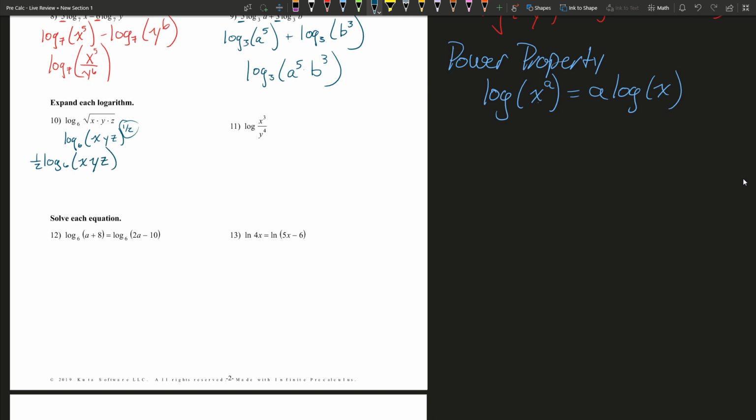And then we can use the product property to expand that just a little bit further. So this becomes 1/2 log 6 of x plus 1/2 log 6 of y plus 1/2 log 6 of z. And the reason each one of them has 1/2 is because this 1/2 distributes to each of them.